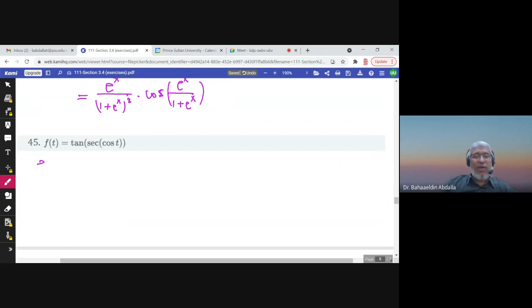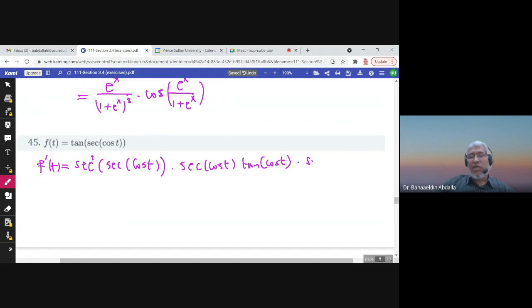Well, f prime here is the derivative of the outer function, which is tan. The derivative of tan is secant squared of cosine t. Then times the derivative of secant, which is secant tan, times the derivative of cosine, which is negative sine t. So I'll just write sine t here, and the negative I'll put here in the beginning. And that's the answer.